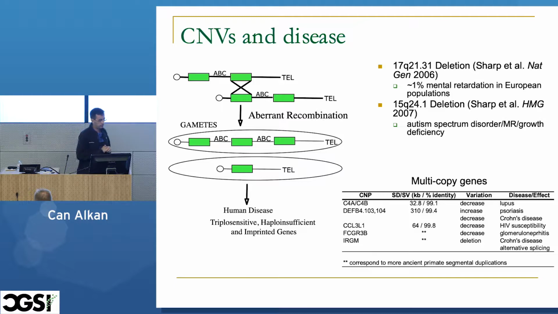For example, 1% of mental retardation in European populations have been associated with a deletion in chromosome 17. There are also multi-copy genes, so these are the segmentally duplicated genes. Each chromosome has 2 copies, one comes from mother, one comes from father. But because of those duplications, a gene can be 3 copies, 5 copies, 10 copies, right? Increase and decrease in copy number of some genes are also associated with disease. For example, the defensin genes, the DEFB4 gene increase is associated with the psoriasis, and the decrease is associated with Crohn's disease.